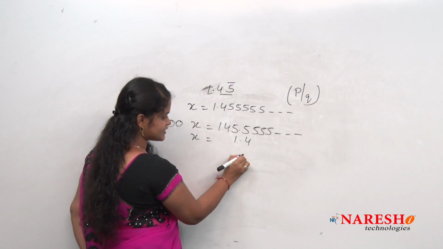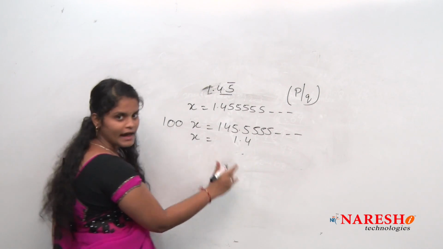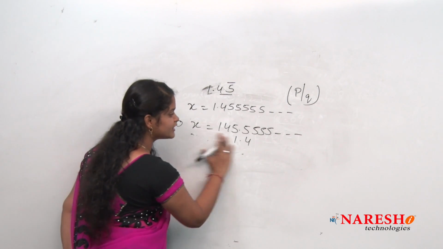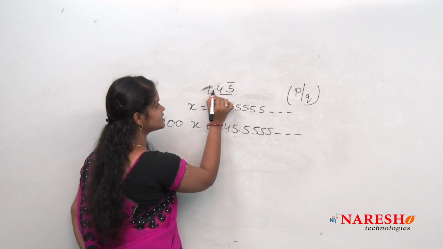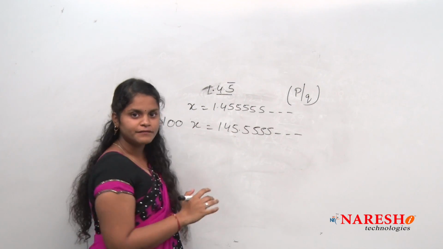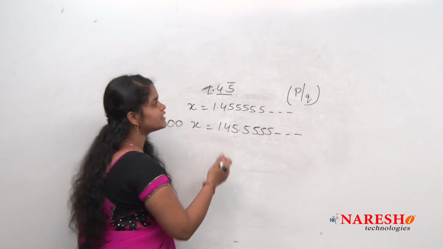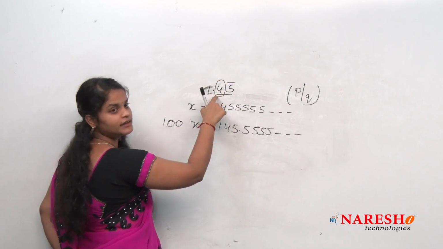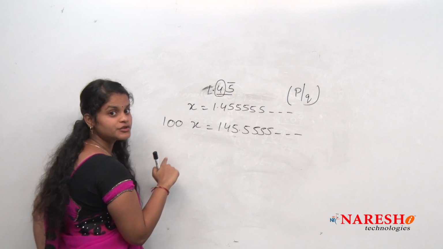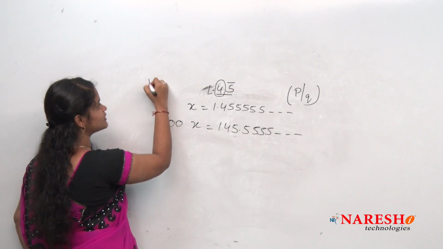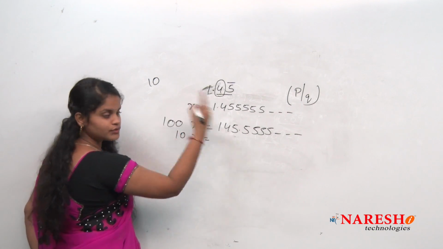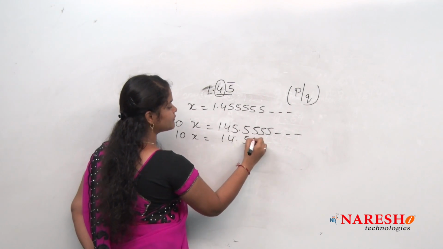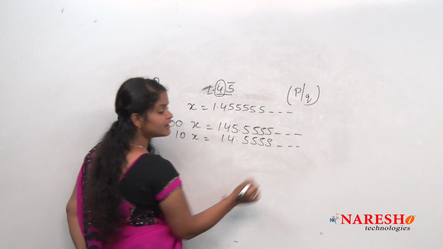Okay, if I subtract x from this, so it will be x is equals to 1.4. Okay, after decimal I am going to get some value, right? So I should not get a value after decimal. So what I will do, how many numbers are there after decimal without bar? Okay, so here how many numbers are there without bar? Only one number, means I should multiply with 10. So it will be 10x is equals to 14.555 and so on.